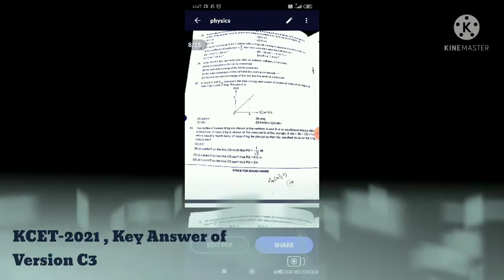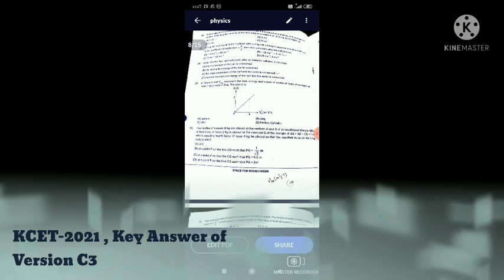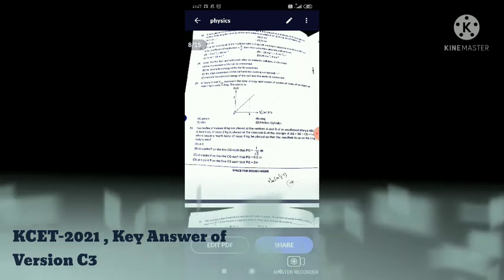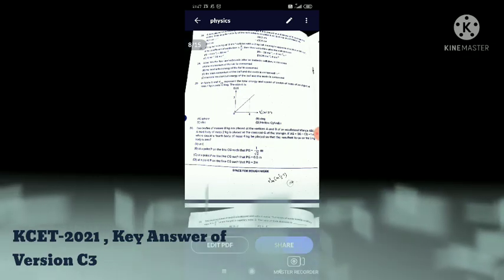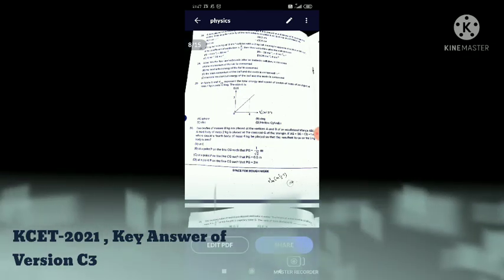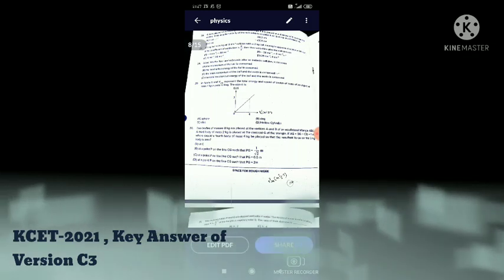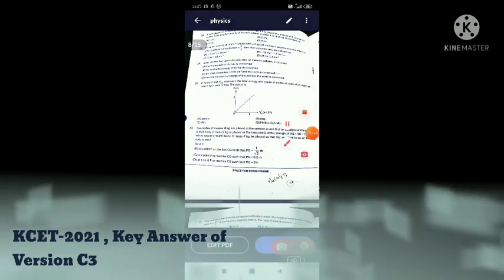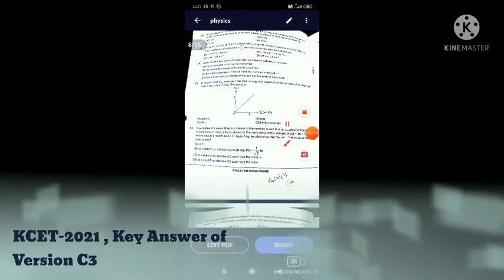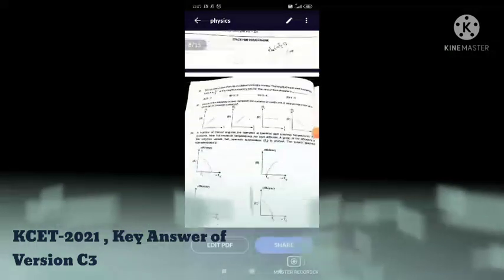Two bodies of masses 8 kg are placed at the vertices A and B of an equilateral triangle ABC. A third body of mass 2 kg is placed at the centroid G of the triangle. If AB is equal to BC is equal to CA is equal to 1 meter, where should a fourth body of mass 4 kg be placed so that the resultant force on the 2 kg body is zero? The correct answer is answer C. Then we will move to the next question 31.